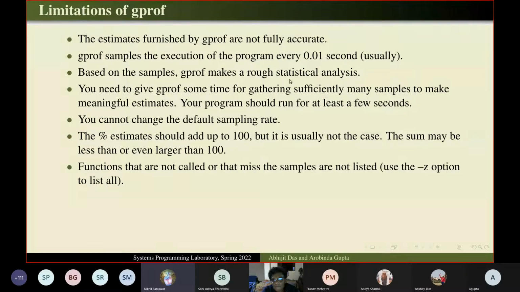Okay, so let's try to find out, just for curiosity's sake, later on, what exactly gprof puts in that Gmon file. Okay, we'll do that and get back to you.